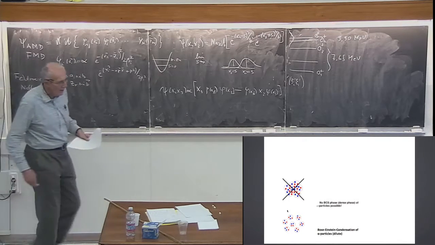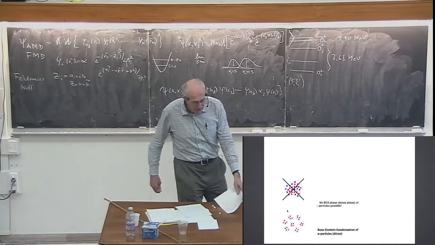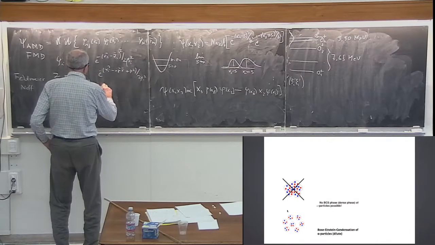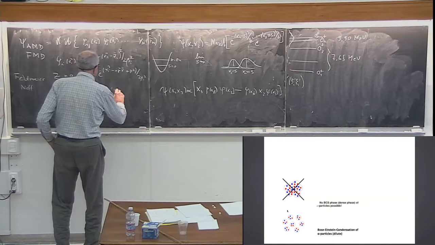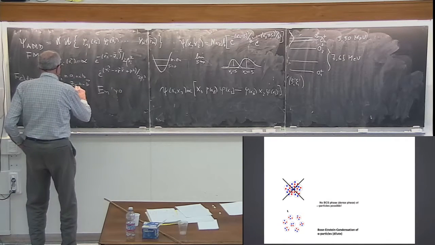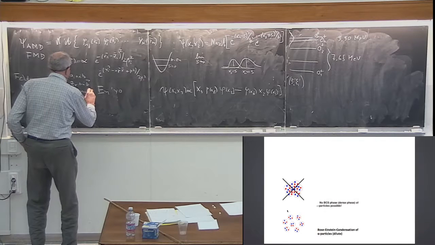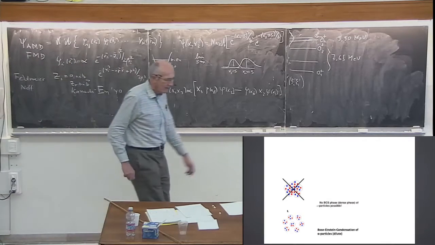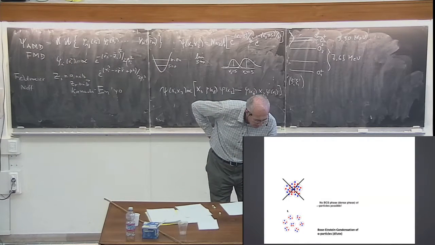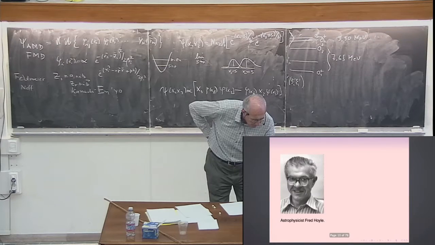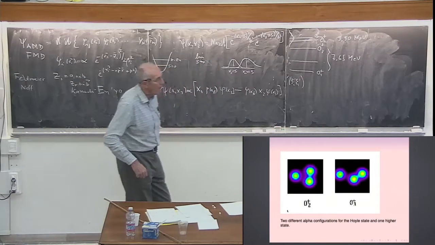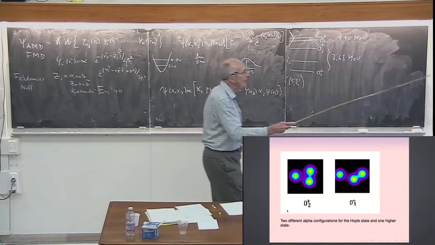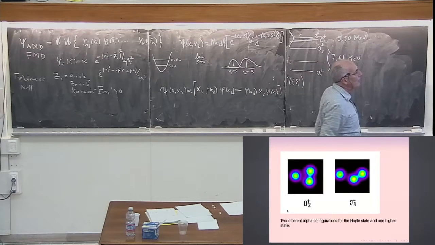So if you do that, it was found by also again a Japanese lady, Enyo, Kanada-Enyo, actually a double name, who found for the Hoyle state the following configuration. Such alpha particle configurations came out for the Hoyle states. For example, for the Hoyle state, one of the configurations was this one.